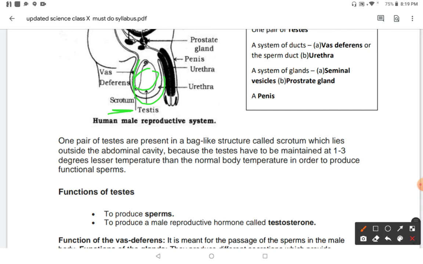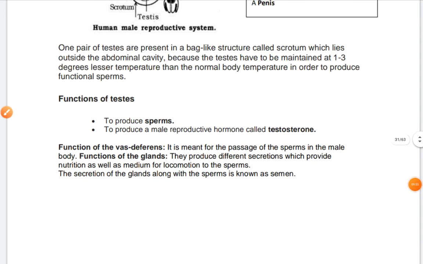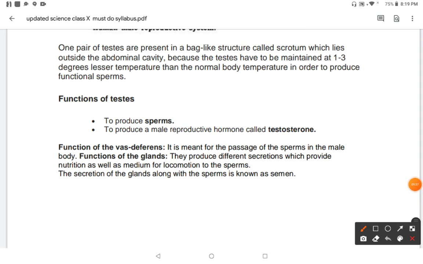And what are the functions of testes? To produce sperm as well as male reproductive hormones called testosterone, which are responsible for the primary changes in boys, like growing of the beard and the mustache. Another is the function of vas deferens. It is meant for the passage of the sperm in the male body.